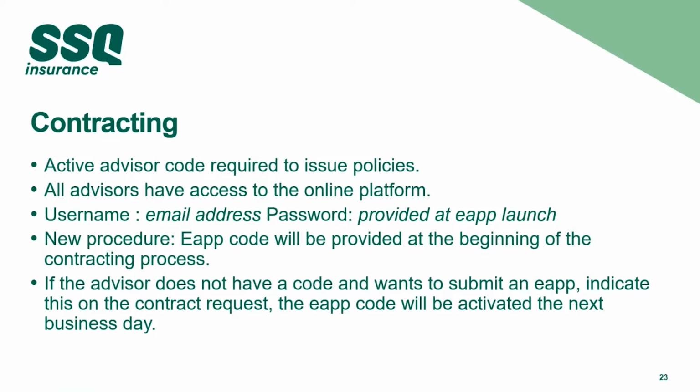In order to facilitate non-face-to-face sales as much as possible, we have implemented a process that will allow us to activate an eApp code at the start of the contracting process rather than at the very end. So if you have an advisor that does not have a code yet and wants to submit an eApp, please indicate this on the contract request, and the eApp code will be activated the next business day.